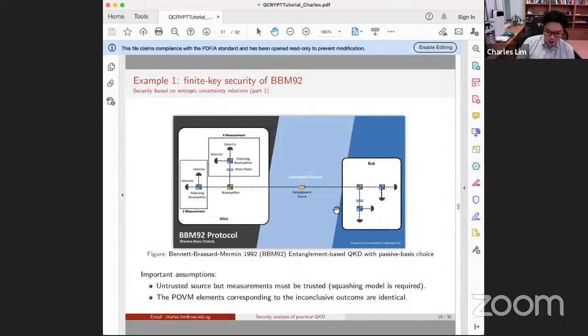Right, so there are two important assumptions here. Even though the entanglement source is untrusted, we actually require the measurements to be trusted, right? In fact, a squashing model is required as well to map high photon states to the single photon state so that you can still restrict the analysis to a qubit protocol or 2 qubits protocol. Then we also require that the POVM elements corresponding to the inconclusive outcomes on both sides, rather between the two different bases that one could have, should also be identical. This is needed to prevent attacks related to blinding attacks and those that would influence your detection probability based on the basis choice of Alice and Bob.